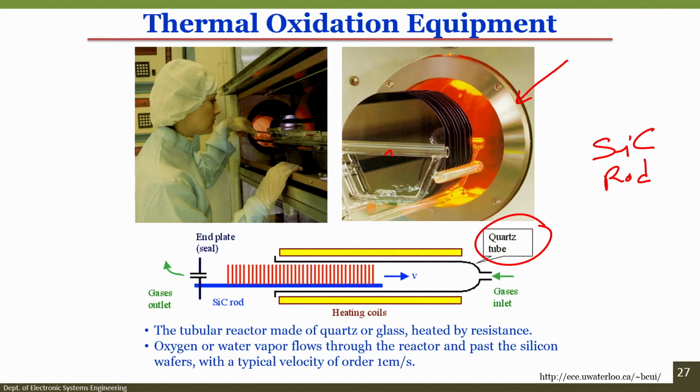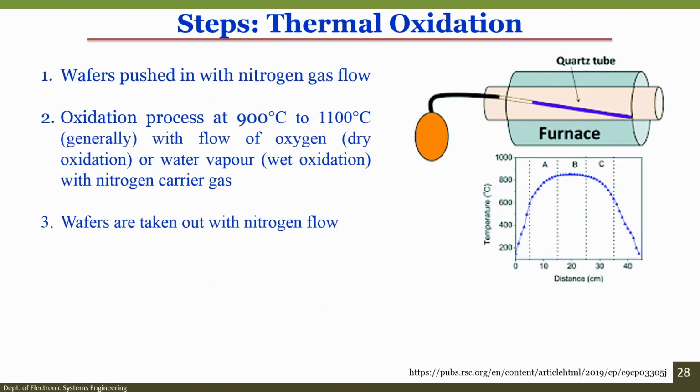There are heating coils, and it is heated by resistance. Oxygen or water vapor flows through the reactor and passes the silicon wafer, and the typical velocity is on the order of around 1 centimeter per second. So, the steps are: wafers are pushed in under nitrogen gas flow, the oxidation process is done at 900 to 1100 degrees centigrade with the flow of oxygen or water vapor with nitrogen carrier gas, and wafers are taken out with the nitrogen flow.